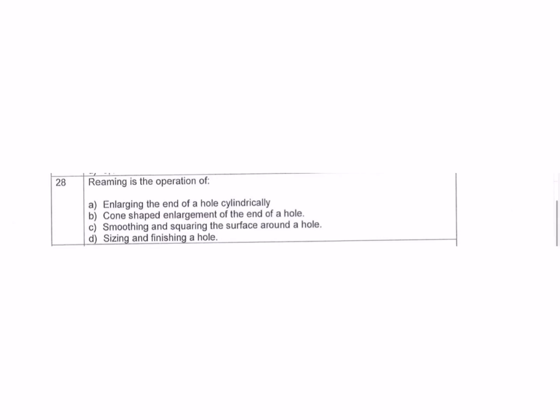Next question. Reaming is the operation of enlarging the end of a hole cylindrically, cone shaped enlargement of end of a hole, smoothing and squaring the surface around a hole, sizing and finishing a hole. So it's the reaming process. Enlarging is the boring process. Then sizing and finishing a hole. D is your correct answer.